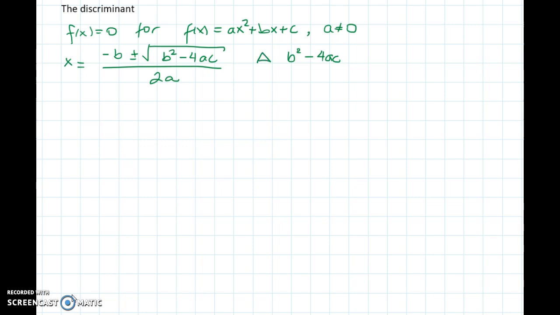This is what we call the discriminant, and we denote it with the Greek letter capital delta. This is our discriminant. And well, there will be three options for the value of the discriminant. It could be greater than 0. In this case, we say that there are two distinct real roots.